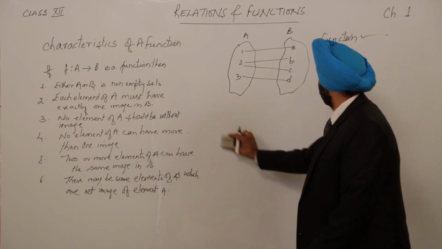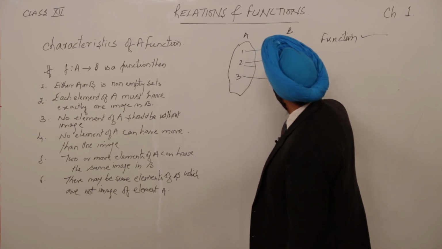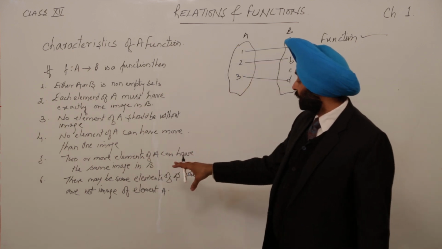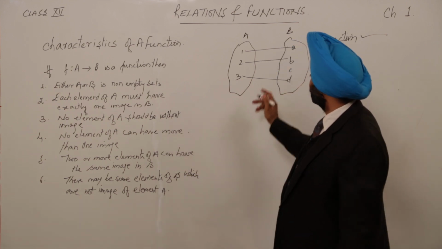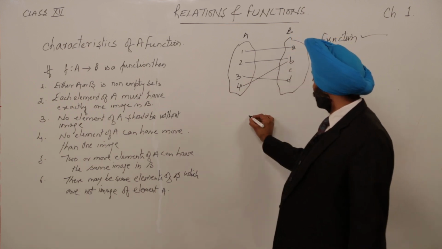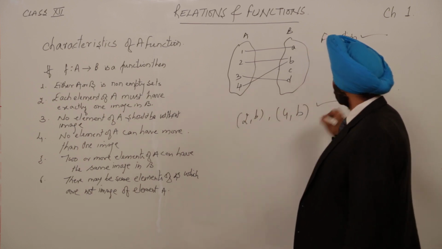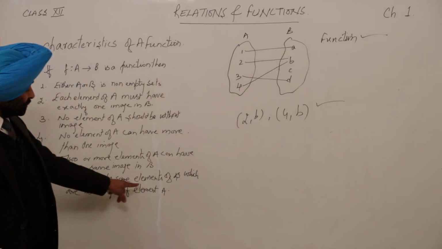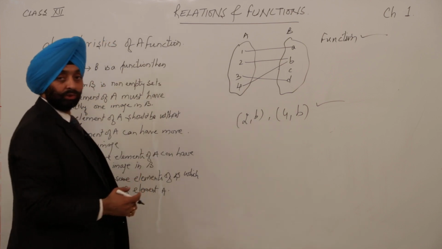And the last point now. So this was not a function. 2 or more elements of A can have the same image in B. Now we are having 4 and we are moving like this. Now we are having 2 comma B and 4 comma B. This is true. This can be a function. And the last thing is, there may be some elements of B which are not image of A. That goes for this part. This is also a function.